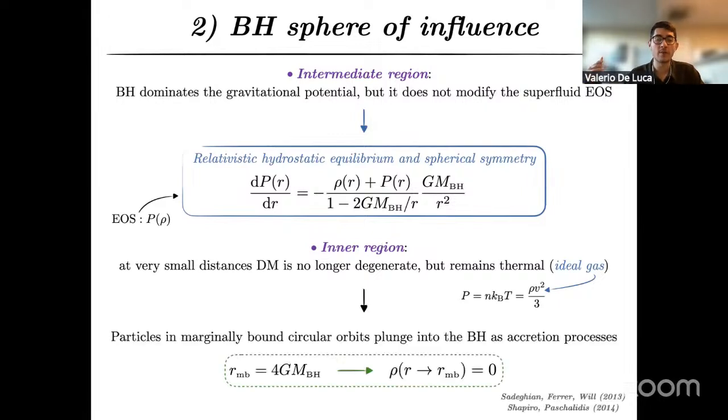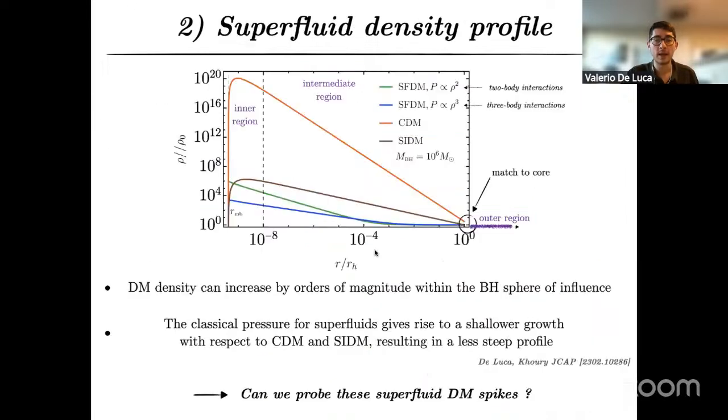Finally, when you are very, very close to the black hole, so at marginally bounded circular orbits located at twice the Schwarzschild radius, then accretion processes are going to become so important that in principle the dark matter is going to plunge around the black hole and the density profile is expected to drop. So putting all these ingredients together, this is the result.